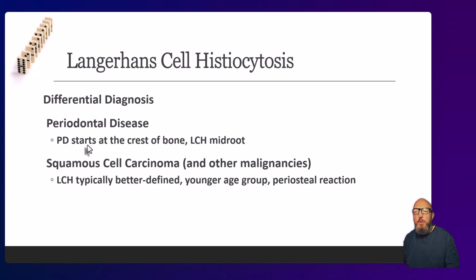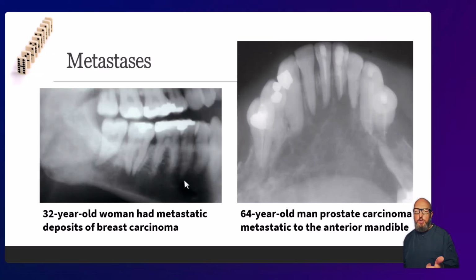Maybe if you had a periapical inflammatory lesion, it can start to grow, and that could look similar to a Langerhans. But Langerhans tends to form at the midroot level as well, instead of right around the apices of teeth. Squamous cell carcinoma, other malignancies, they may be indistinguishable. Sometimes Langerhans is going to look like we saw in that example a year later, where it looked more ill-defined and invasive, but in a lot of cases, Langerhans is better defined. Younger age group as well. Periosteal reaction, all those favor Langerhans. And what's the big term to remember? Scooped out. That scooped out appearance is classic Langerhans.